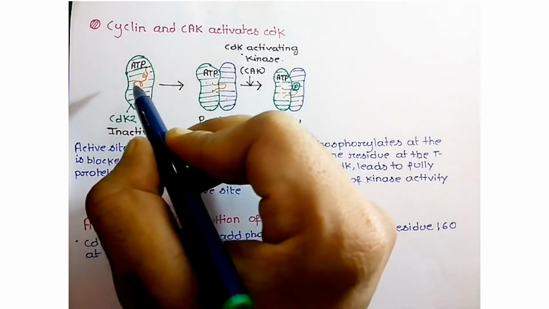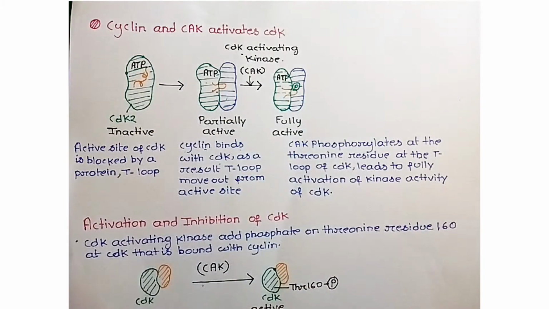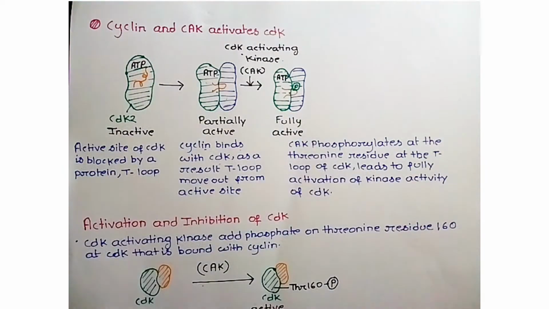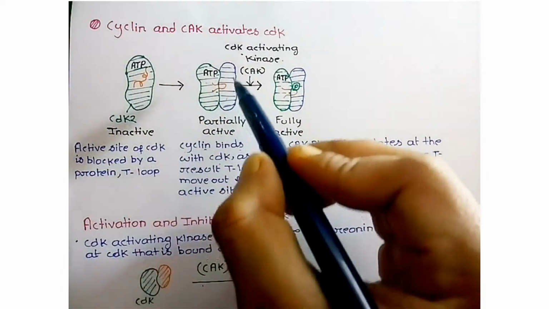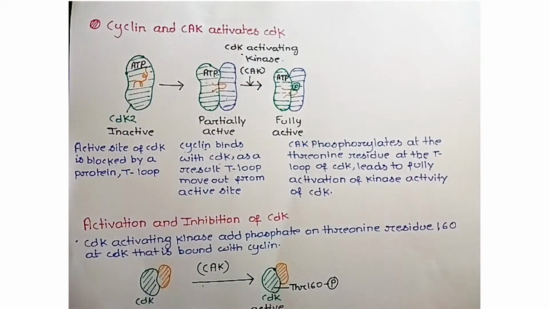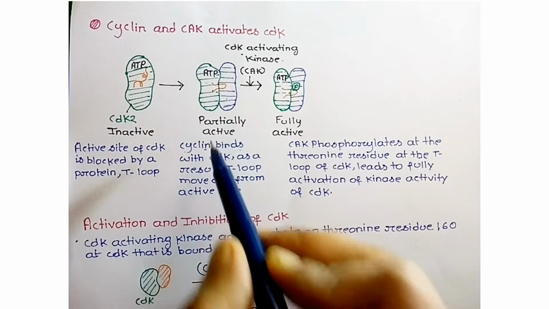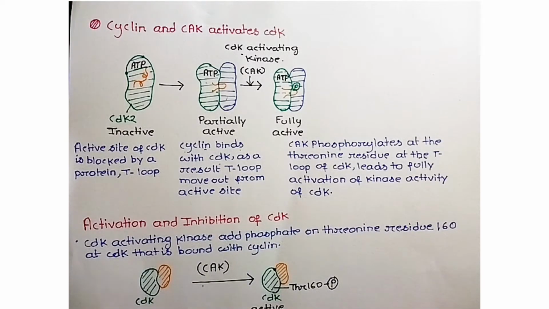Now this orange color denotes the T loop. It is a protein T loop that blocks the active site of CDK. So this T loop blocks the active site of CDK. When cyclin binds with the CDK, this T loop moves out from the active site, but it is called partially active. When cyclin binds with the CDK, it leads to partial activation of CDK.